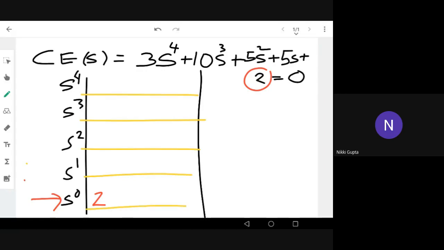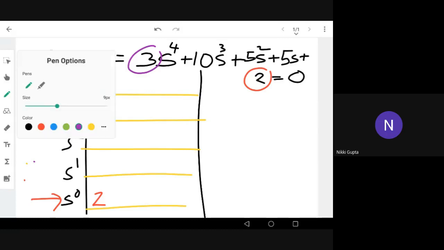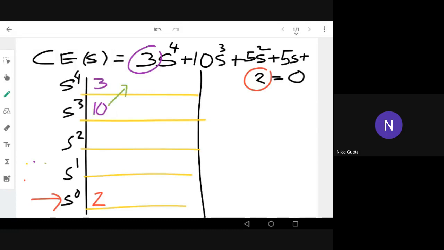Now the first element is definitely going to be 3. Now 10 goes to the bottom. We should know the coefficients of s raised to 4, then 3, then 2, then 1, then 0 are in order. So I can write 3, 10. Now zigzag. I have to start from the first row again. After 10 comes 5, then next is 5 again, then 2. After 2 we have to fill it with 0 because there's no element. So we have completed the first 2 rows.